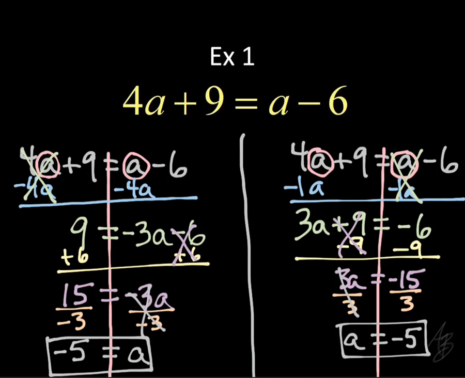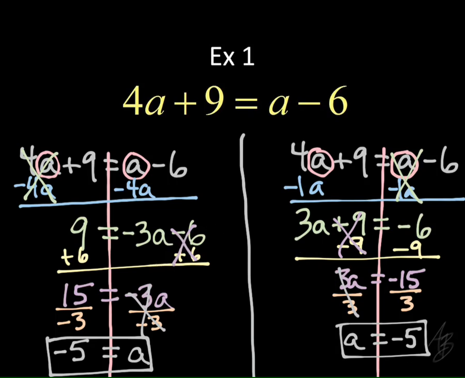Now, I want you to look at this step right here. This step is different because I had to divide by negative 3 in this problem and by positive 3 in this one. Which one would you rather divide by, a positive or a negative? I would rather divide by a positive. So let me ask this. Why did the 3a end up positive here, but it ended up negative here?